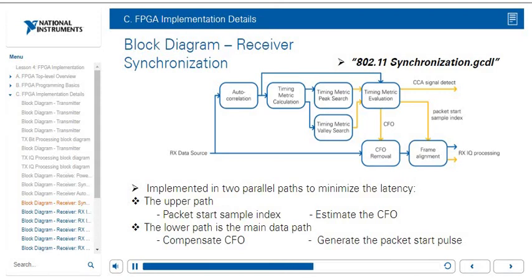For testing purposes, there is a bypass for the synchronization block where the packet start index can be given from the host. This path is not included in this figure, but you can use this bypass in combination with the RX samples from the host or internal loopback to characterize the RX baseband without the impact of synchronization algorithms.